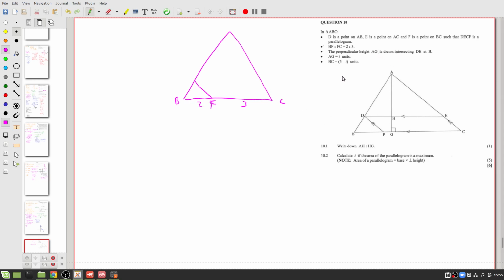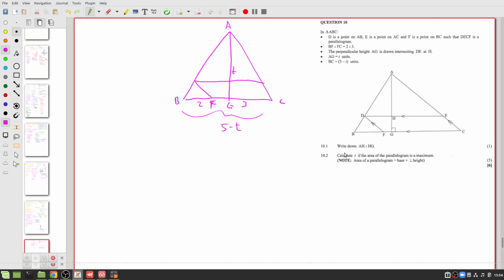And the perpendicular height AG intersects DE at H. So we've got another line here that forms a parallelogram. And they say AG is T units. So this length is T. Alright. Now BC is also 5 minus T. So this whole thing is 5 minus T.